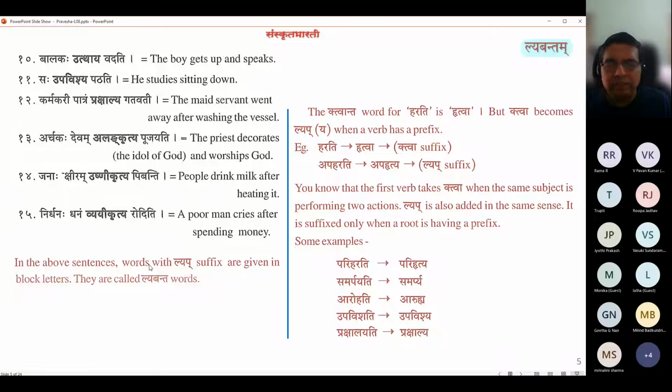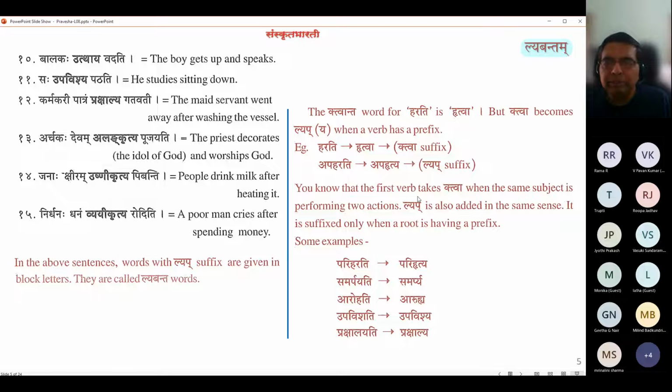In the above sentences, words with lyap suffix are given in block letters. They are called lyabanta words. The tvanta word for harati is hrtva, but ktva becomes lyap, in brackets ya. You see, the working suffix is ya when the verb has a prefix. Harati, hrtva, ktva suffix. Apaharati, apahritya, not apahritva, using lyap suffix.